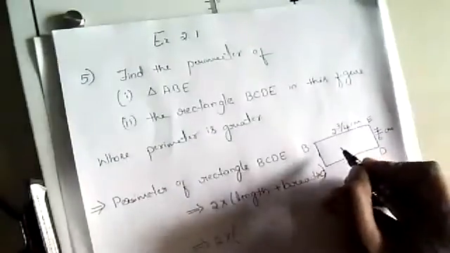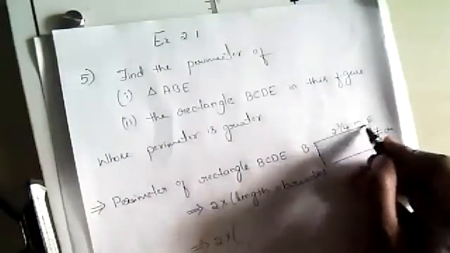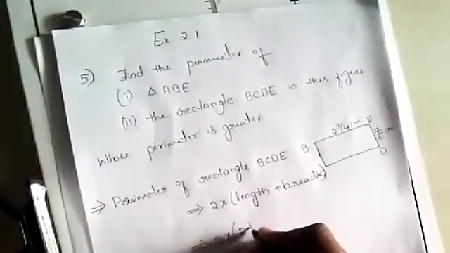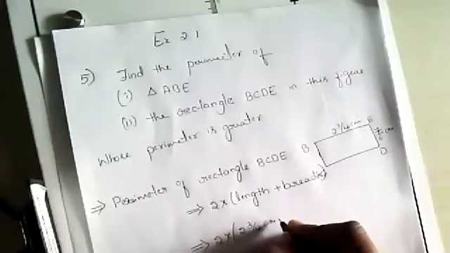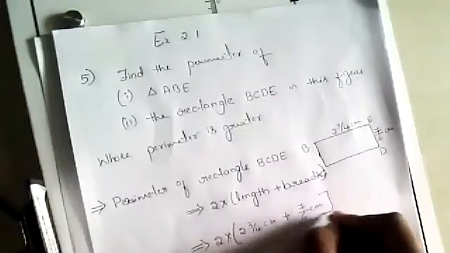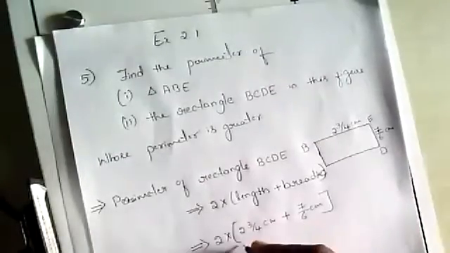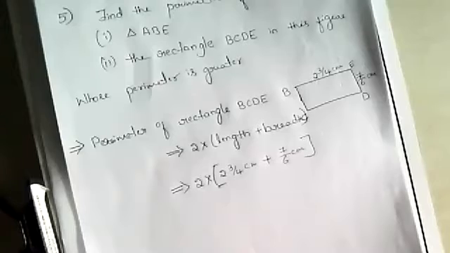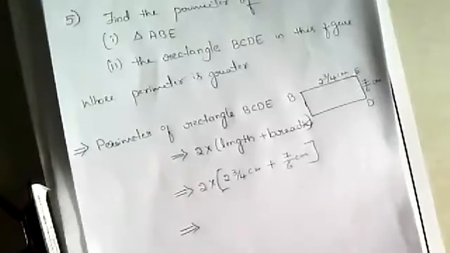What is the length? This is 2 3/4. Plus breadth, 7/6 centimeter. Understand? I have just written the values: 2 into length plus breadth, 2 times 3/4 plus 7/6. I have substituted the values. Correct? So now we have to simplify.